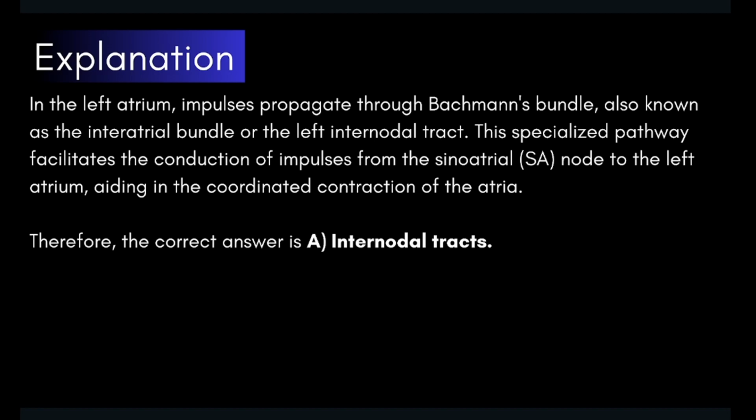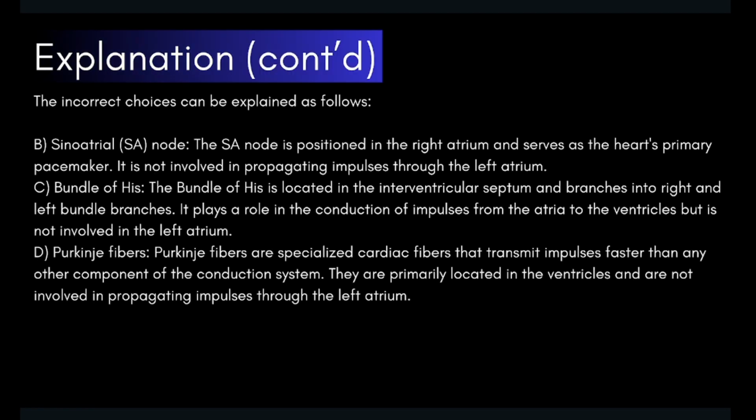Let's go ahead and see why the other answer choices are incorrect. Sinoatrial node, SA node. The SA node is positioned in the right atrium and serves as the heart's primary pacemaker. It is not involved in propagating impulses through the left atrium.